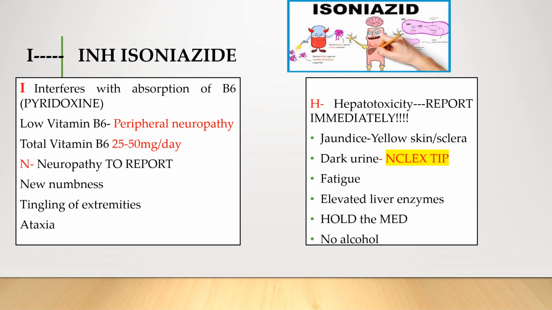Then neuropathy. If there is neuropathy, you have to report. Neuropathy means the person will be feeling some new numbness, there will be tingling of the extremities, and ataxia will be there. Ataxia means there will be gait disturbance. If such things are observed, you have to report it immediately.